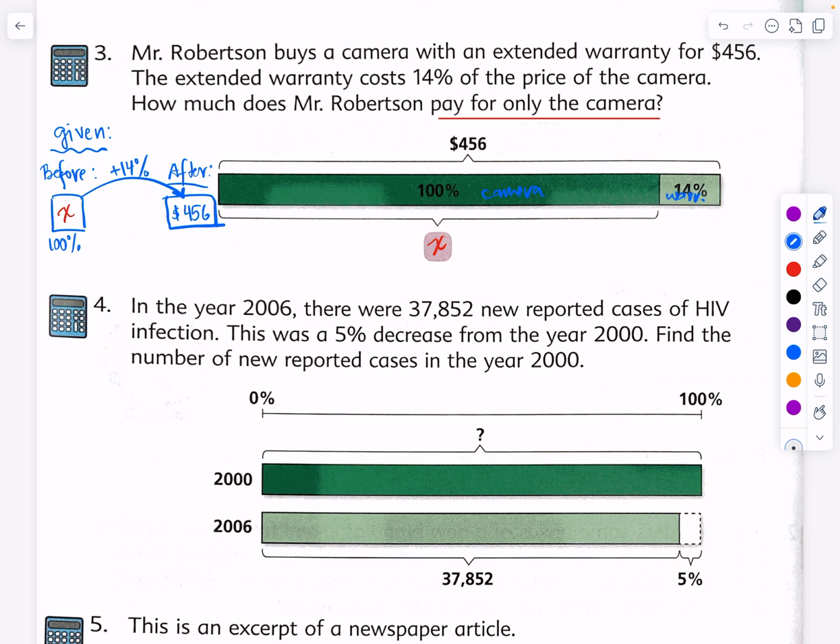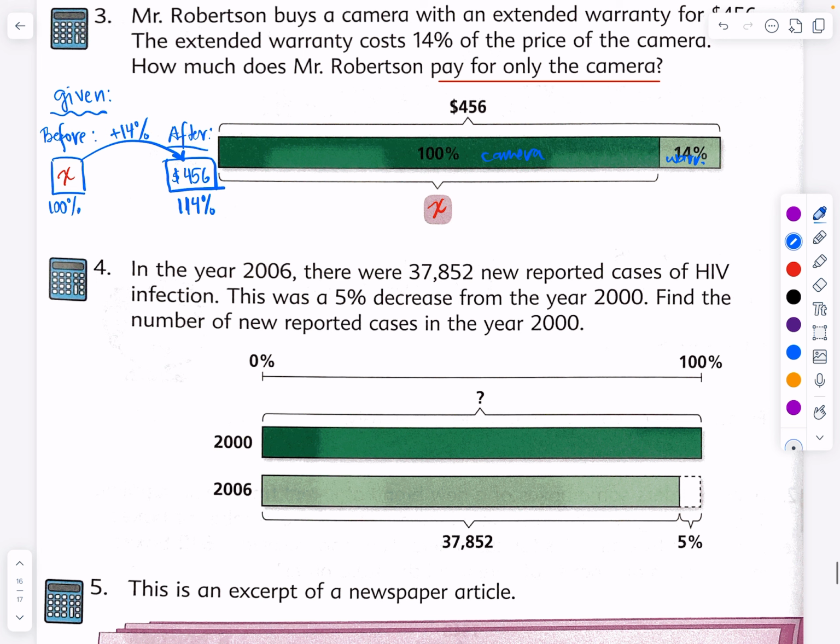My friends, it's important to realize that in this case, the original price, the list price of the camera, is our benchmark. That's your 100%. But Mr. Robertson paid 100 plus 14%. Therefore, $456 is 114%. That is what's given. Let's write it down. $456 is 114%. The problem is asking to find the reverse percentage. We need to find what the original 100% of the cost was, the list price.